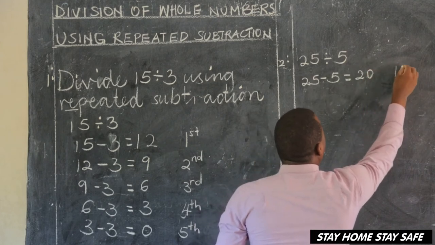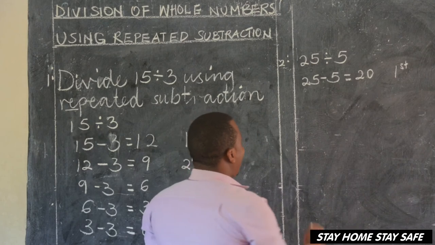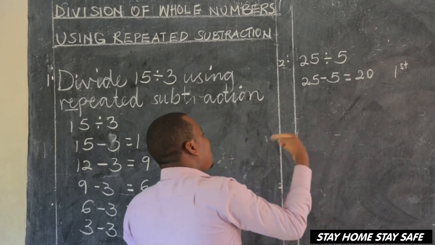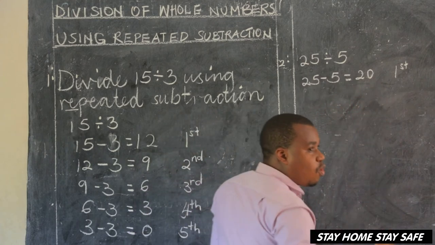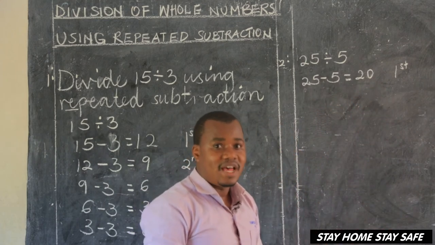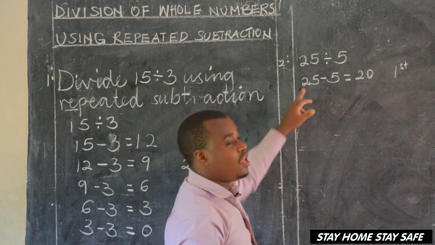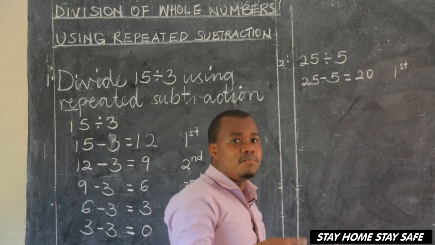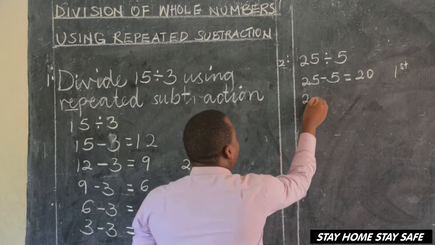So you come and count. That is the first time. Right? Then I move on. Now, when you are subtracting the second time, don't go 25. You use the answer you have got because we want to subtract until we reach 0. So if you go back to 25 again, you'll never reach 0. You'll keep going back. So the answer you have got is the one now you bring down here.